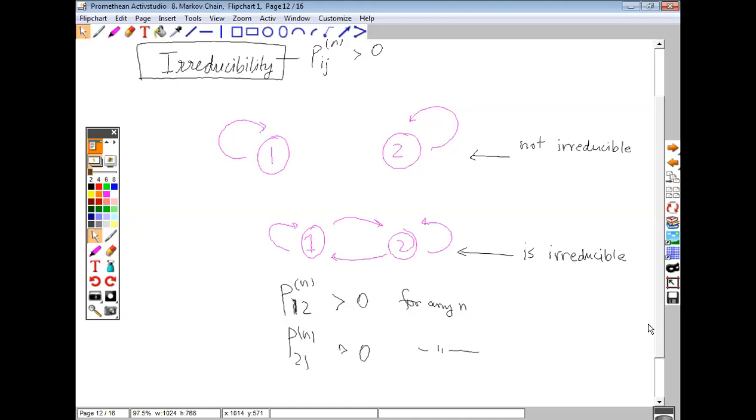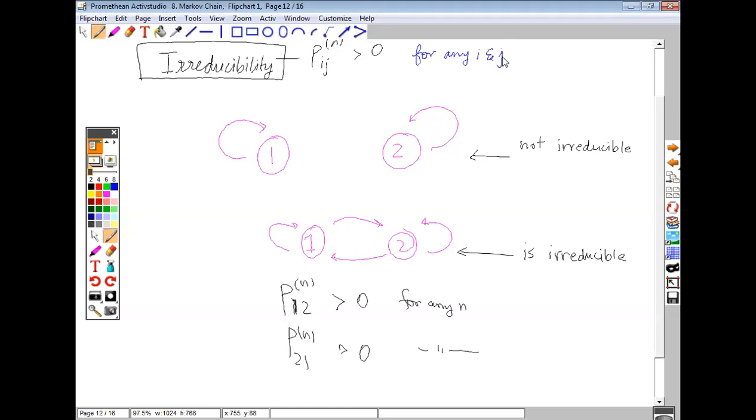But then we studied something about irreducibility. What it simply says is that you should be able to go from any state to any other state. So when I say you have P_ij^(n), it doesn't matter how many time steps you have to take. What matters is that you should be able to go. So this is true for any i and j.